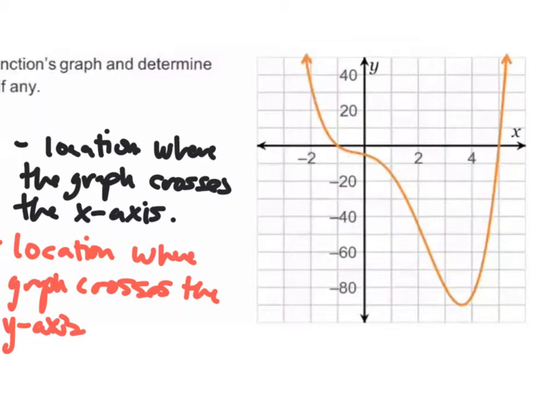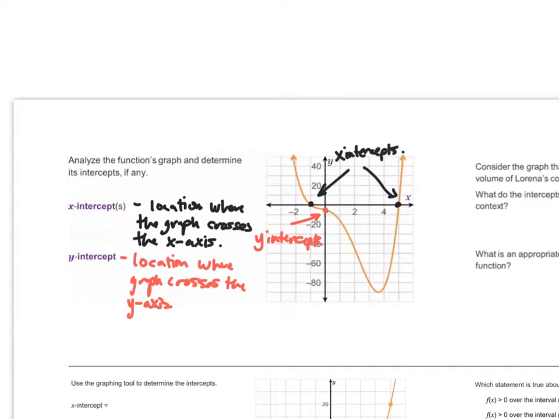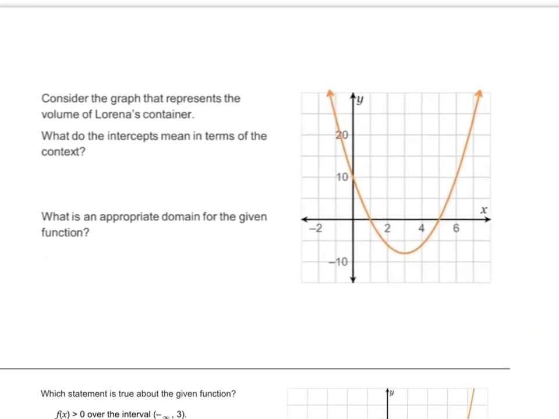As we take a look over here, we just have this generic graph, and I want to point out that we're looking for the location where it crosses the x-axis. These are x-intercepts. And then we want to see where the graph crosses the y-axis, and those are called y-intercepts. Typically on a function you're only going to have one y-intercept, but you could have multiple x-intercepts.